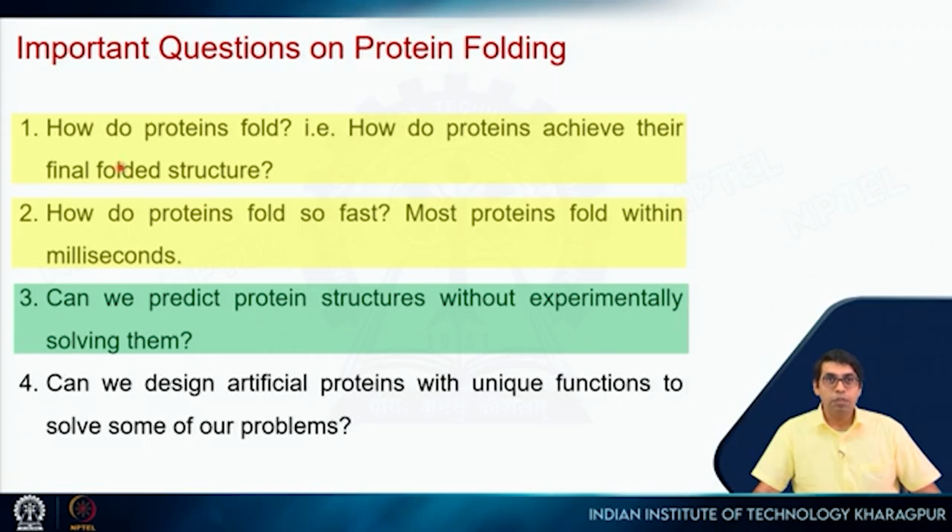So what we have seen so far is we know how proteins fold. We know how they fold fast. We can explain it by the folding funnel. But again, I will not say these are complete. Still a lot of research is going on these two questions. The third one is more or less complete. And then comes the fourth important question. Since we know all of this, can we use this knowledge to design artificial proteins with unique functions to solve some of our problems?